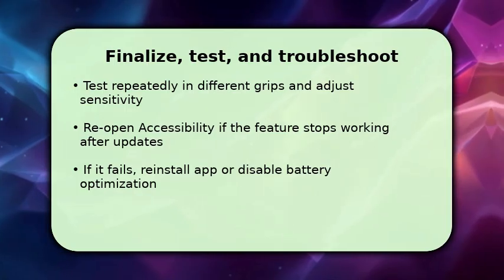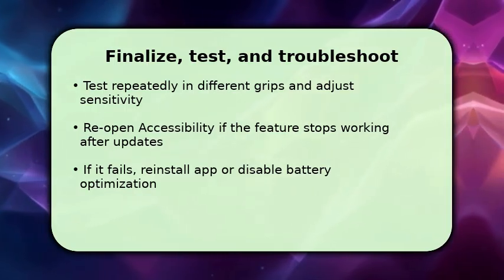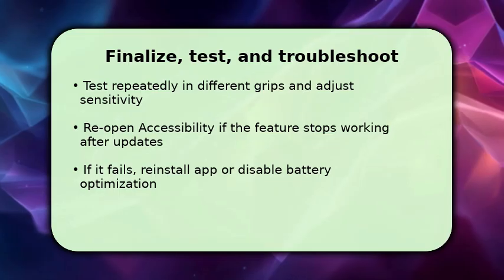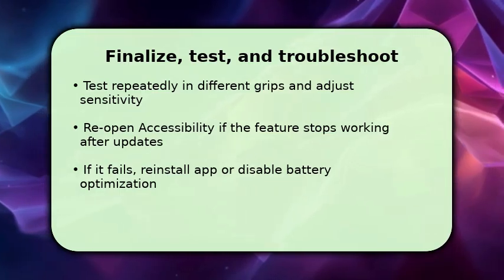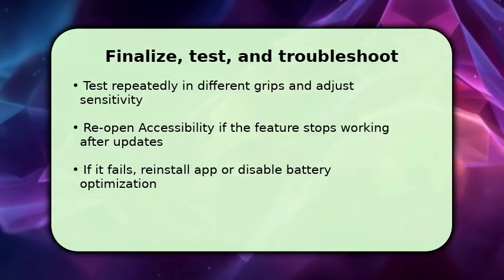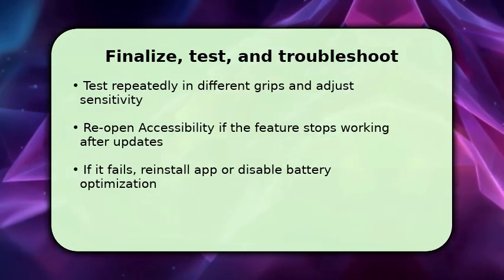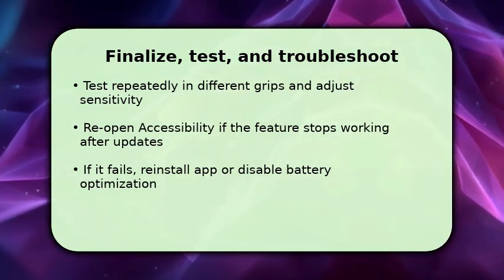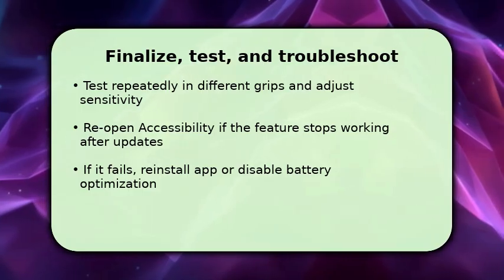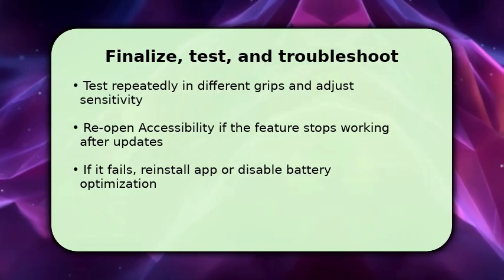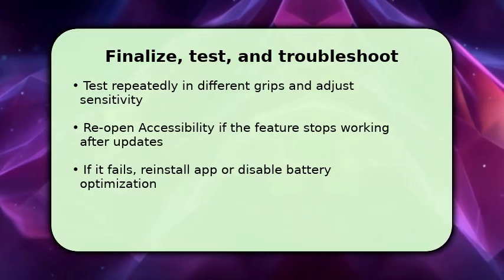If it works inconsistently, tweak sensitivity or change from double to triple taps to reduce false positives. Make sure the app isn't restricted by battery optimization or protected background permissions. Re-enable them if an update resets settings. If problems persist, force stop and reopen the accessibility service, then reinstall the app as a last resort.